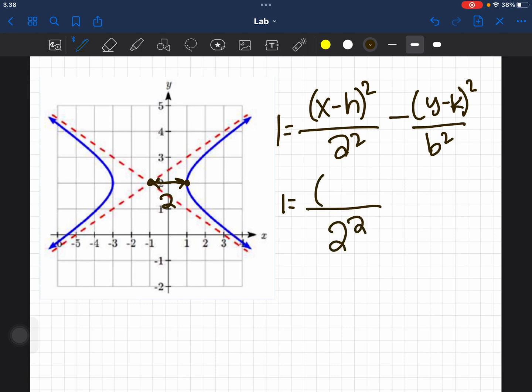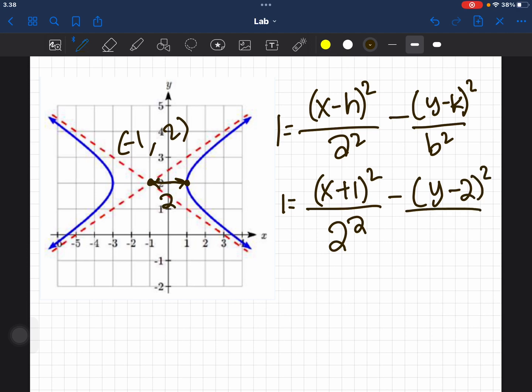Again, h, k represent our center. This is centered at -1 and 2. So that's x minus 1. That's x plus 1. And that's y minus 2 squared. We need to find b. That was the challenge.